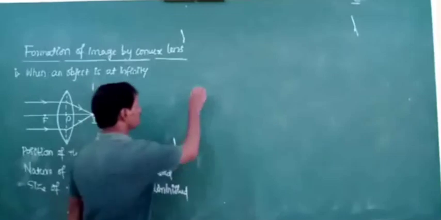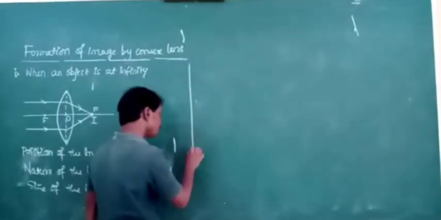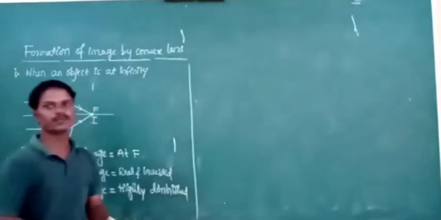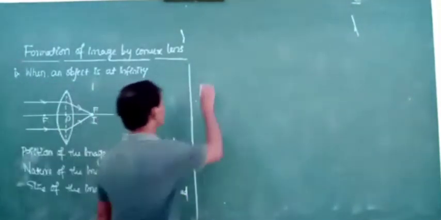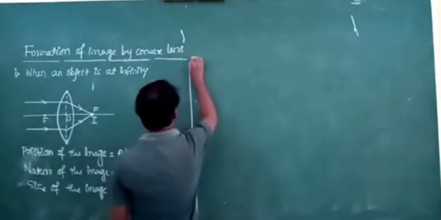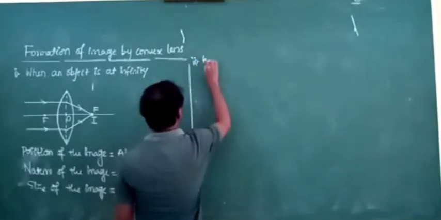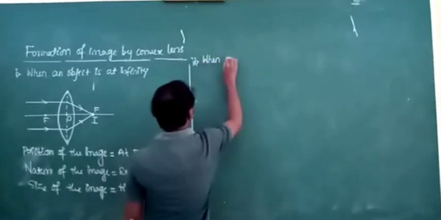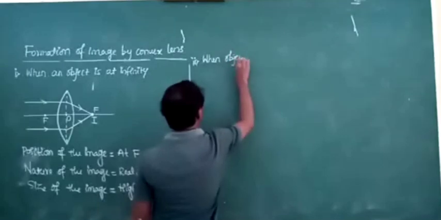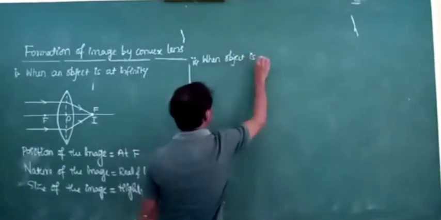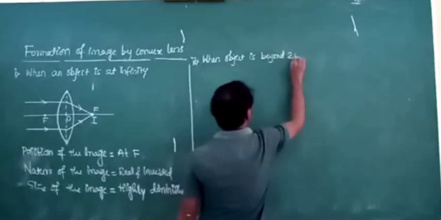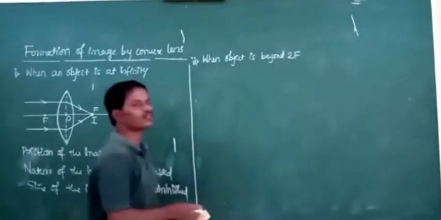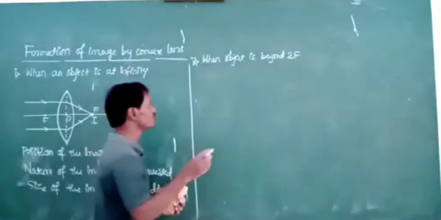What is the second case now? Now I will bring the object from infinity to beyond 2F. Second case. When the object is beyond 2F. So again, ray diagram.